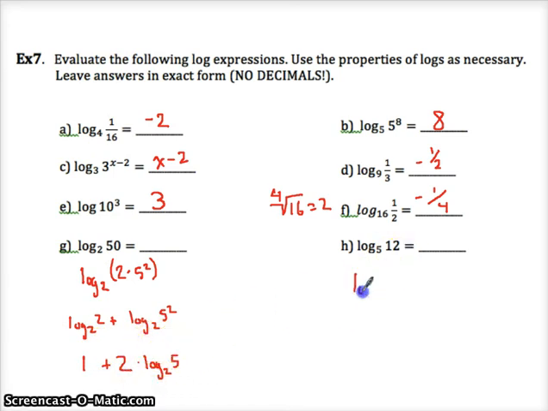Same thing here. I think this one's even worse. Log base 5 of, prime factorization, that thing, it's 2 squared times 3. I don't think that's going to even get me really anywhere because it's base 5 and there's no 5 or exponents in there or anything like that. I mean, I can try, but if you're really stuck, there's really nothing that's going to make that any better. So we're stuck right here.